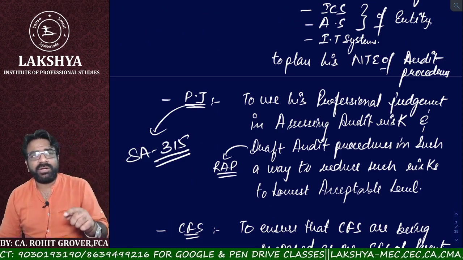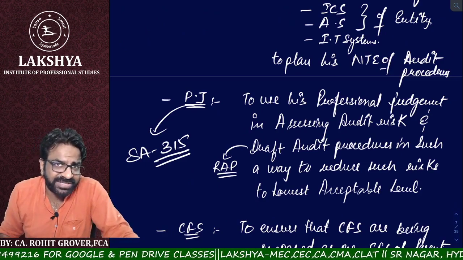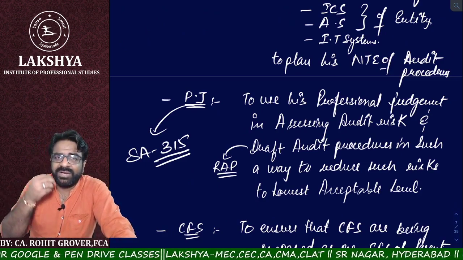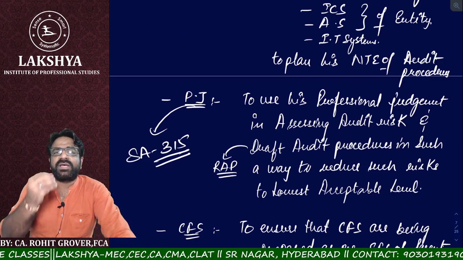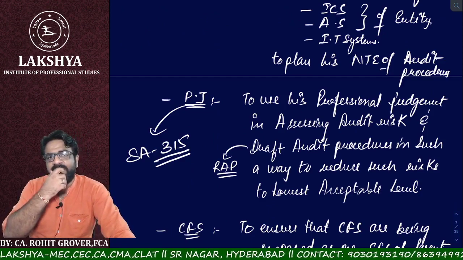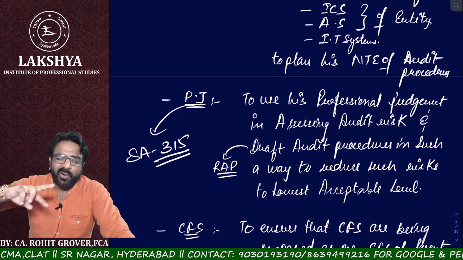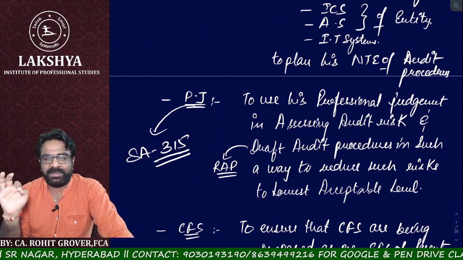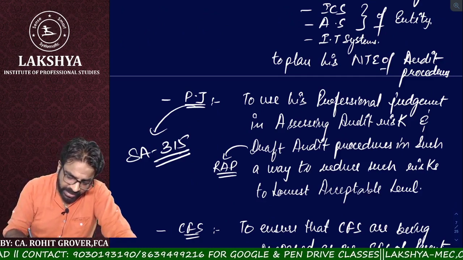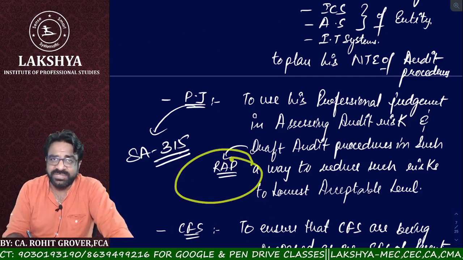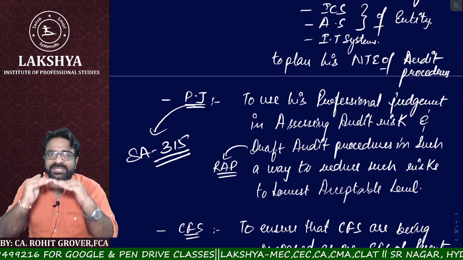Now, when you do the audit of a standalone company, do you assess the audit risk of that standalone company or not? Yes. In the same way, you have to assess the audit risk of consolidated financial statements also. What kind of audit risks can be there in the consolidated financial statement? Accordingly, you will develop your RAP. Sir, what do you mean by RAP? RAP stands for Risk Assessment Procedures, so that you can bring down those risks to the lowest acceptable level.